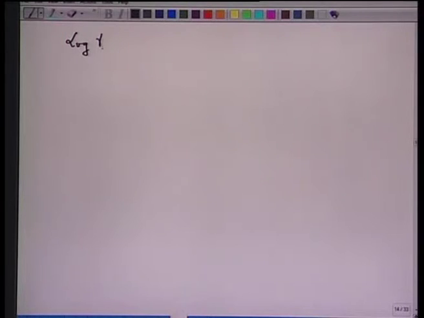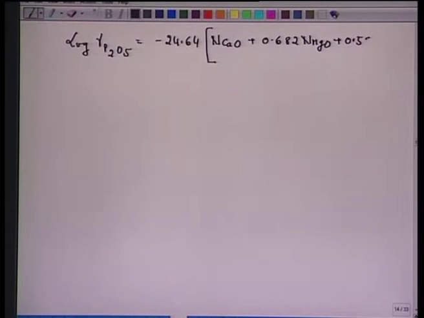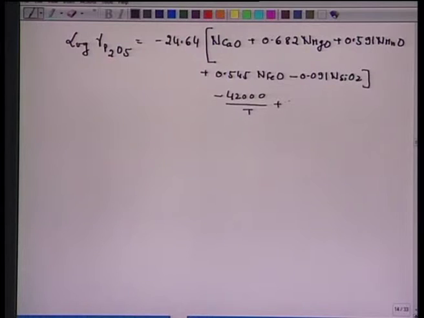Log gamma P2O5 is equal to minus 24.64 NCaO plus 0.682 NMgO plus 0.591 NMnO plus 0.545 NFeO minus 0.091 NSiO2 minus 42,000 upon T, where T is in Kelvin, plus 23.58, and this is equation number 30.